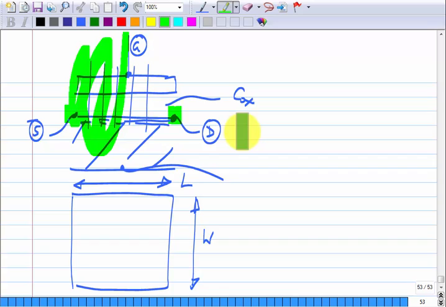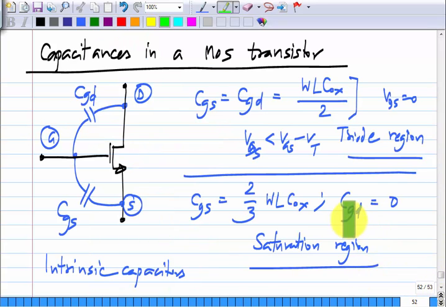Okay. So again, we are not into the discussion of the physics or any of the model details. We take the model for granted. But the CGD equal to 0 makes some intuitive sense, or at least you can make an intuitive connection between this and the fact that in the saturation region, the drain voltage has no effect on the current. The drain voltage has no effect on the current because it has no effect on charges inside the MOS transistor. So that's why the capacitance apportioned to the drain is 0, right?